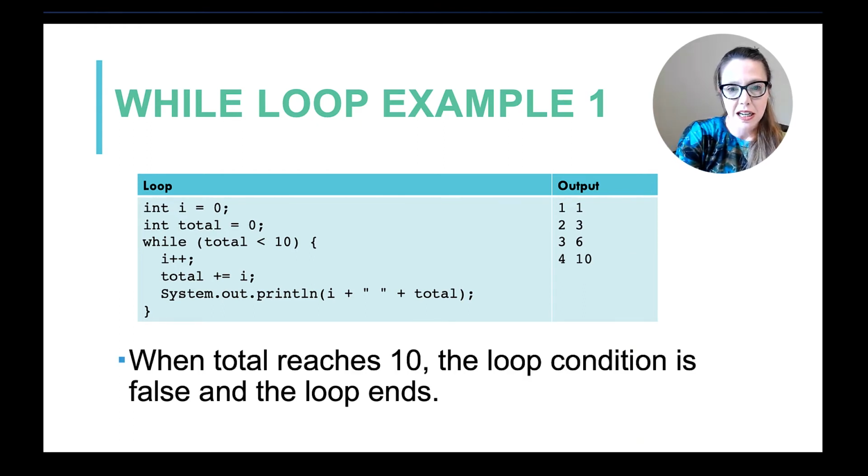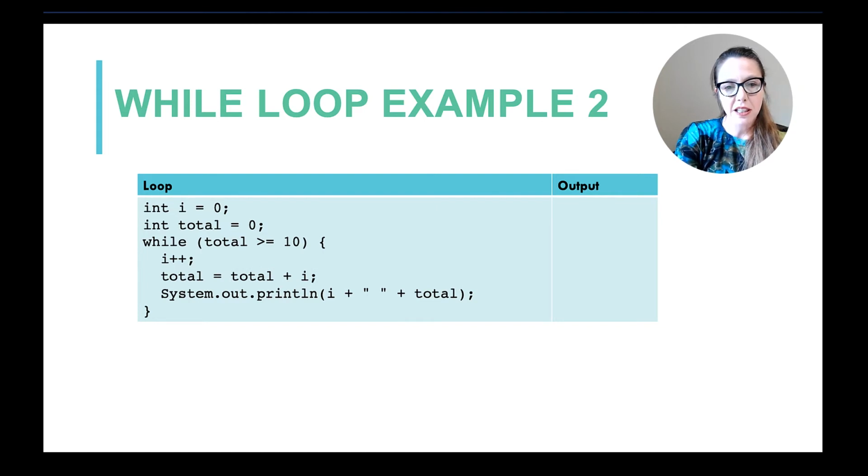And so as a summary of this, when the total reaches 10, the loop condition is false and the loop ends. If we look at this example, here is an interesting situation. We start off with I equal to 0, total equal to 0, but the condition that we're checking is while total greater than or equal to 10.